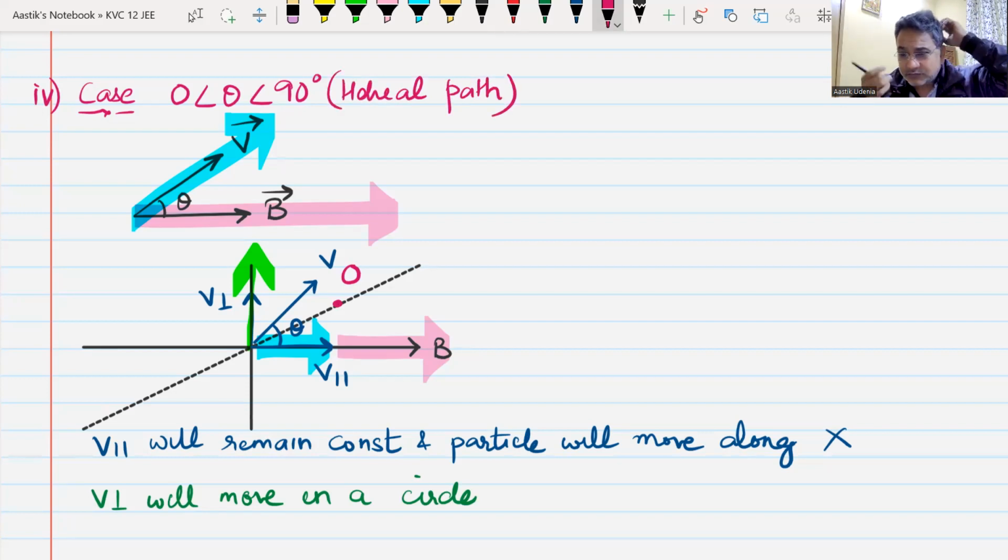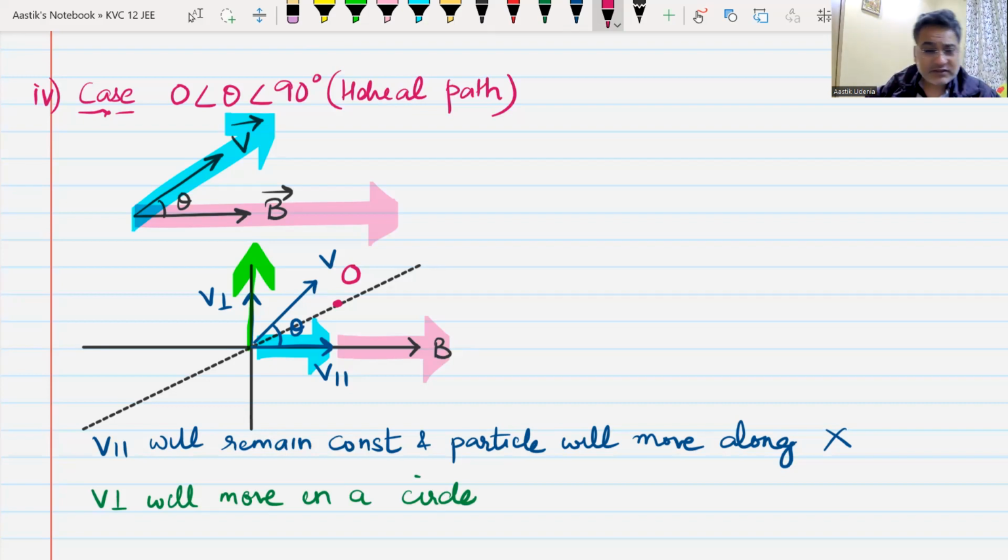Have you seen a screw? In the screws, you have threads. You have seen those threads on the screw. Those are helical. You tighten the screw, it rotates, and it also moves forward. Yes or no? Those threads are helical in shape. That is a helical path.